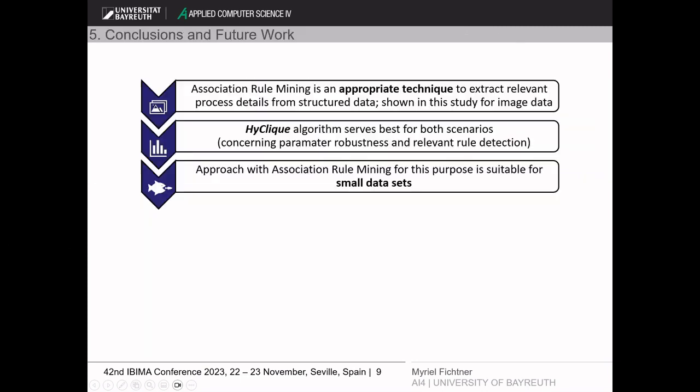Let's come to a short conclusion of this work. We have shown that association rule mining is an appropriate technique to extract relevant process details from structured data, which we have shown here in the case of image data. The hyperclick algorithm serves best for both scenarios, concerning parameter robustness and relevant rule detection. The approach with association rule mining is suitable for this purpose, also for small datasets.